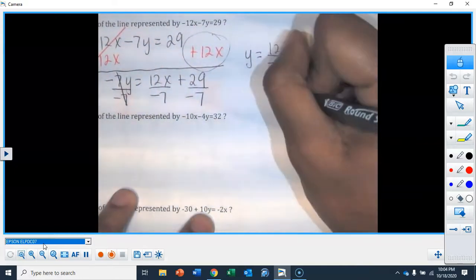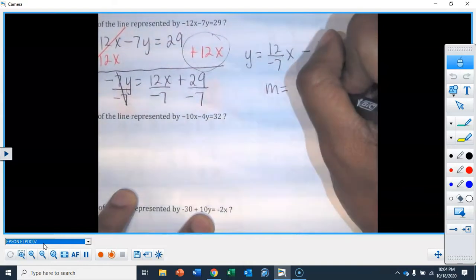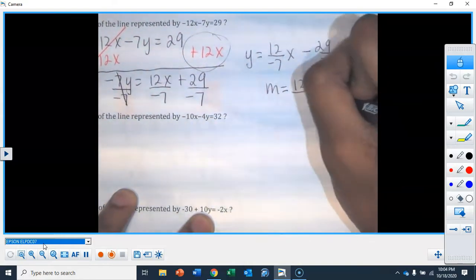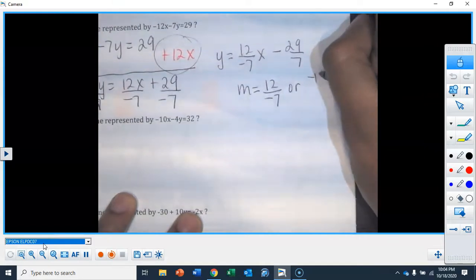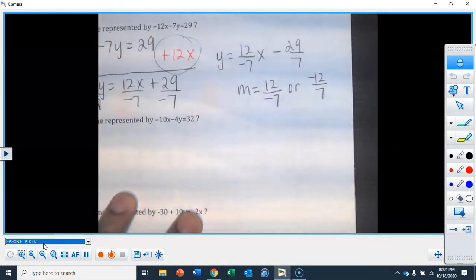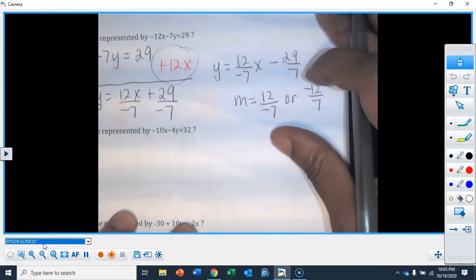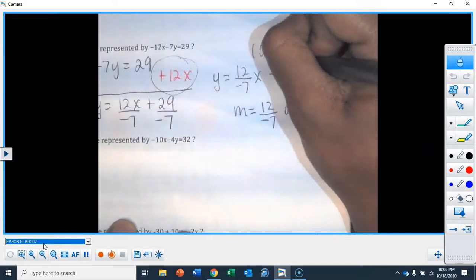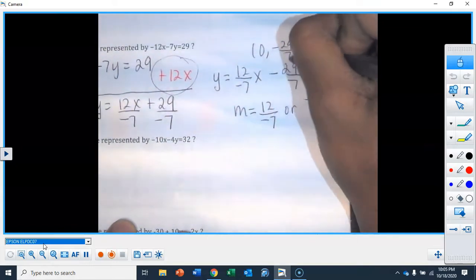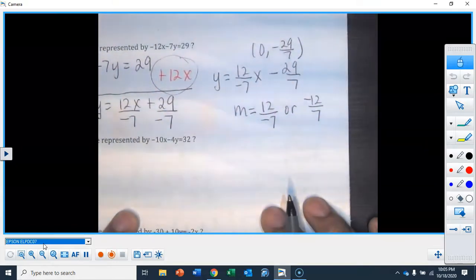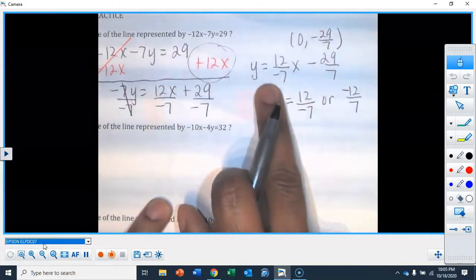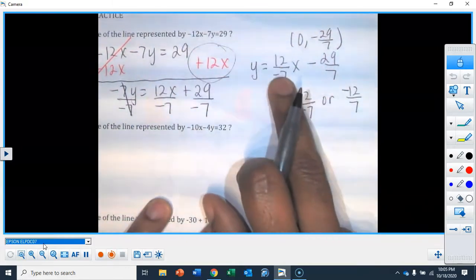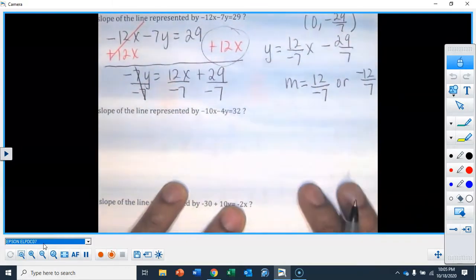So what is our slope? Our m is equal to, again, you could put 12 over negative 7, or you can put negative 12 over 7. The whole point is that the slope should be negative. And then what is our y-intercept? Our y-intercept is 0, negative 29 over 7. Okay, so there it is. And again, the whole point of going from standard into slope-intercept is because we can see the slope and get 1 point off the line.